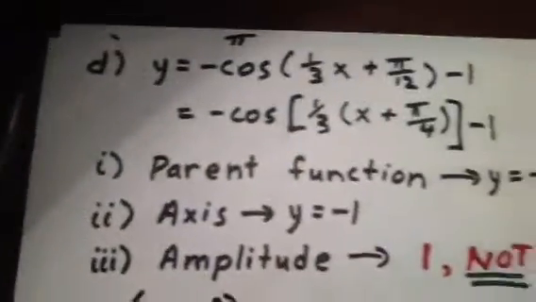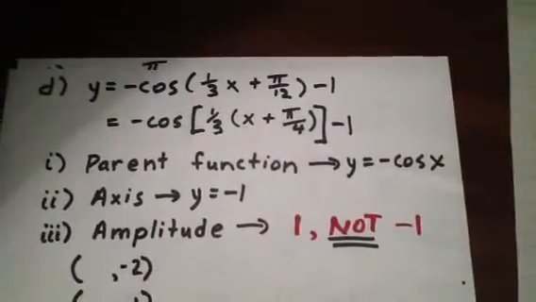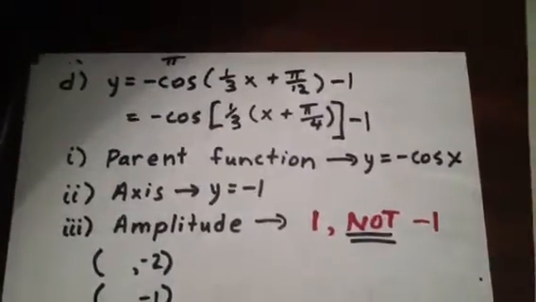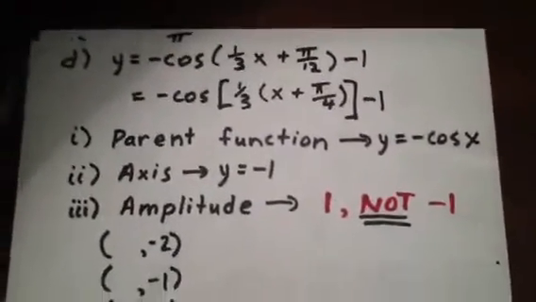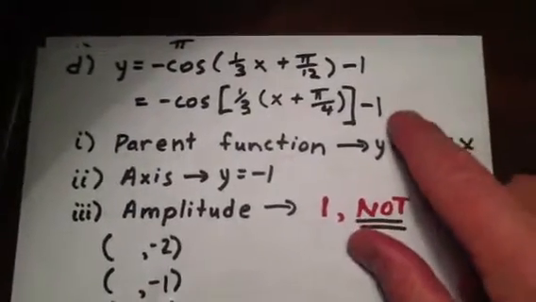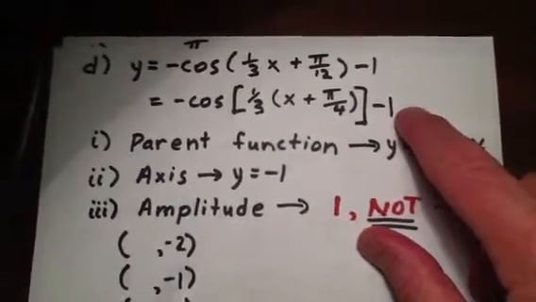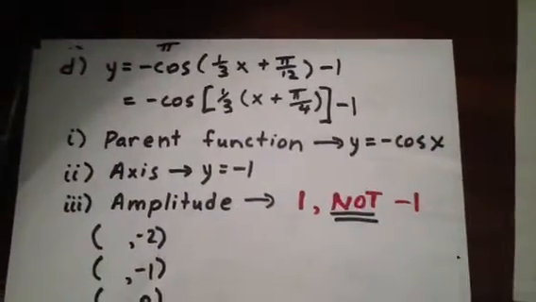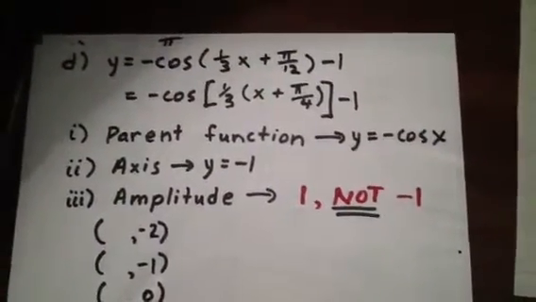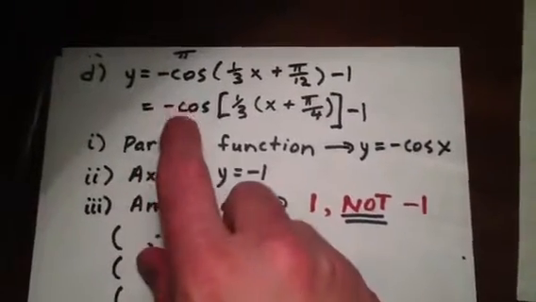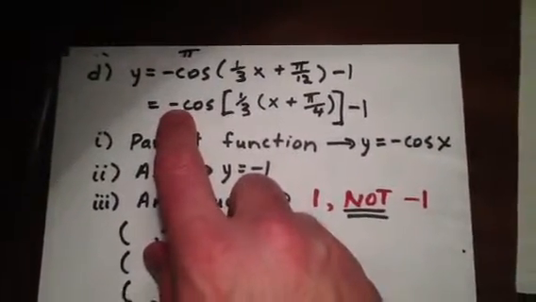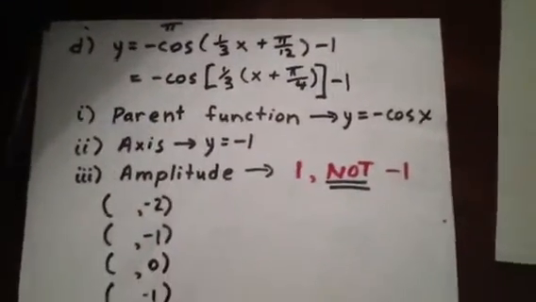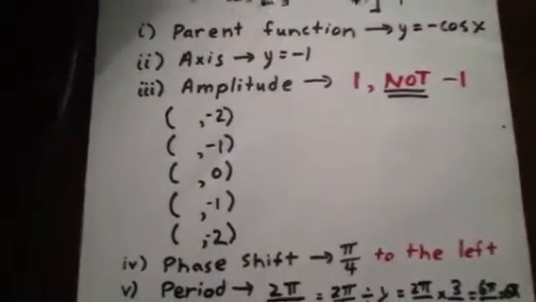Okay, so we have a parent function of y equals negative cos x and an axis of y equals -1. Now you might wonder how we got y equals -1. The y value of the axis of symmetry is always equal to the c value. And in this case our amplitude is 1. It's not -1. The amplitude is never negative. So since the a value is -1, the amplitude is the absolute value of that.